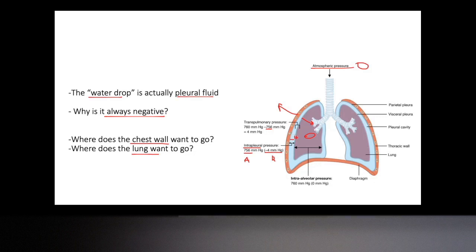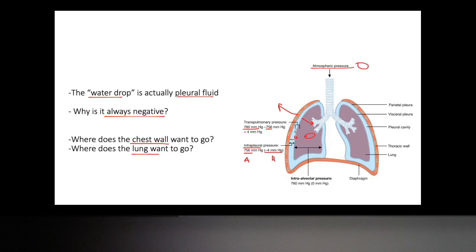But one atmosphere is 760, no? 760, yes. So how do we know it's -4 and not -5? Sorry, it will not be absolute -4. It would be absolute 756. So relative to the atmosphere, it would be -4.